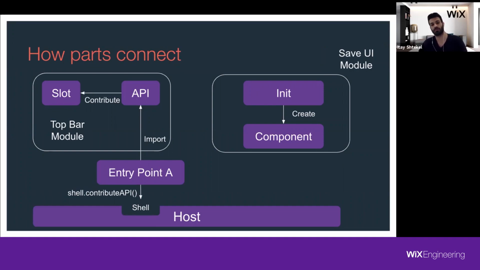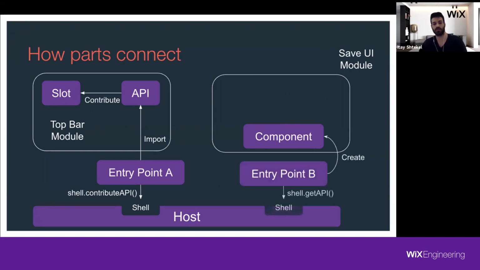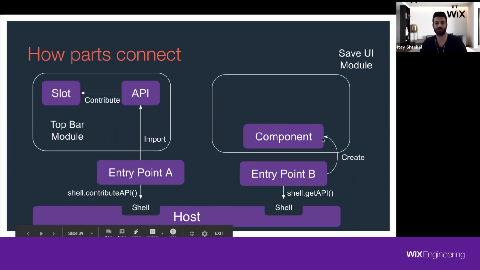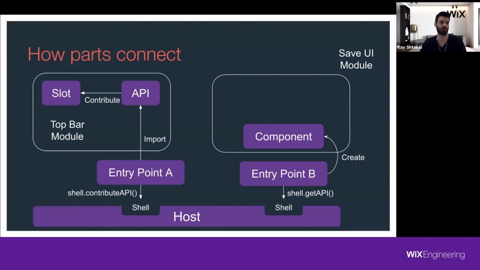And when Save wants to use this API, it will request it with get API. And when we call get API, we'll get the implementation that Toolbar created for us, and then Save will be able to contribute its component into the host, which Toolbar will in turn put in its own slot.